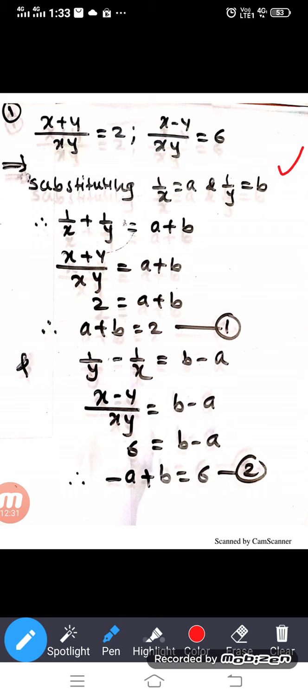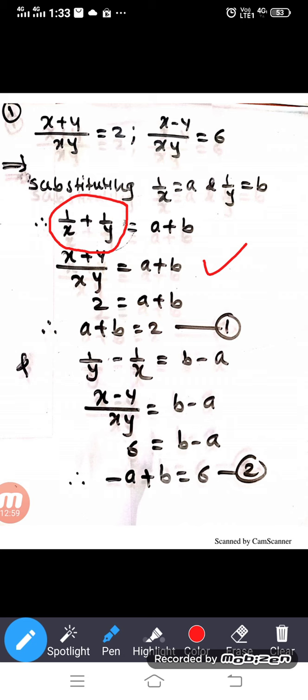First you understand clearly, 1 upon x plus 1 upon y is equal to a plus b. The value of 1 upon x is equal to a, the value of 1 upon y is equal to b. Then here the denominator is not the same, x and y are different. Cross multiplication, x plus y upon xy is equal to a plus b. Only on the LHS side the cross multiplication.